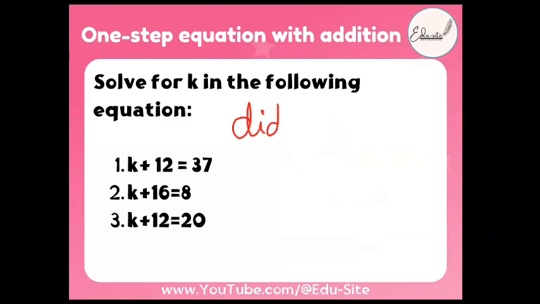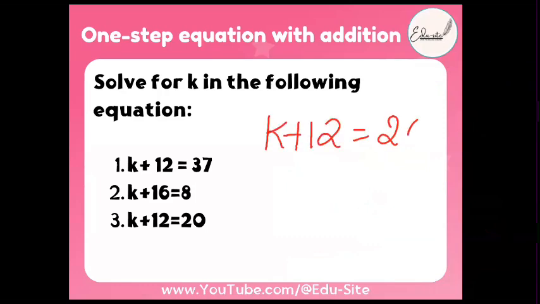You have to write the negative sign. Okay, mashallah, barakallah fiki. And the next question: k plus 12 is equal to 20.